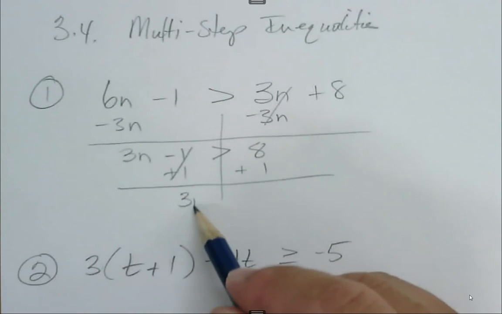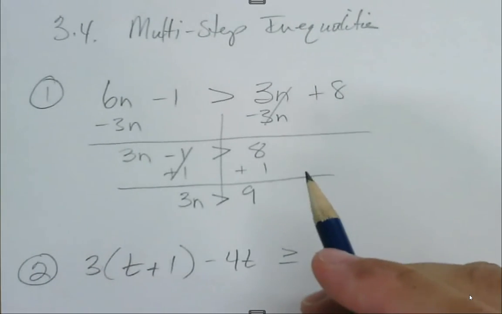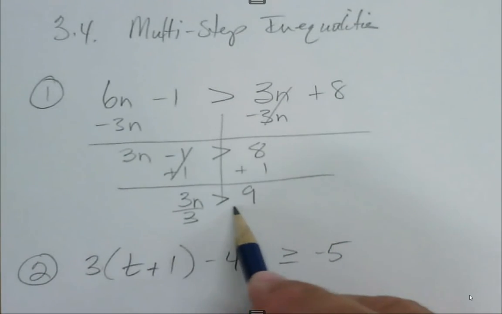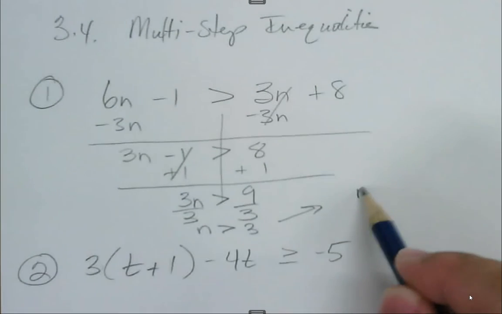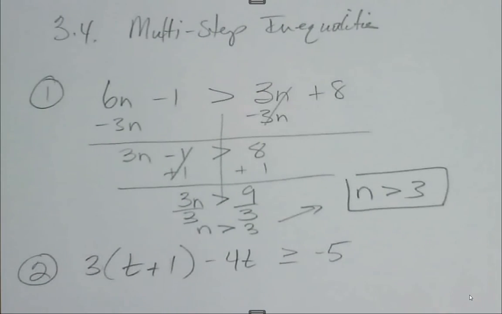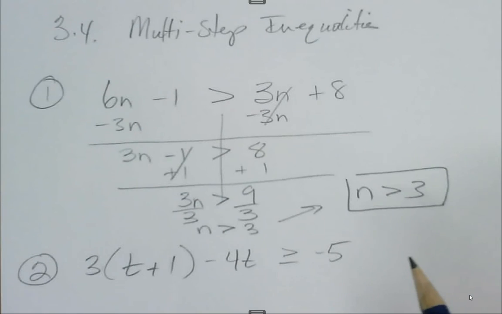So I'm going to end up with 3n greater than 8 plus 1 equals 9. And so the last step here, I'm going to divide by 3 on both sides, which is going to give me n is greater than 3. Okay, I've got to put that answer over here so you can see that as well. So again, that's basically the answer to that inequality. That means any number that is greater than 3 would be an answer to this question that we have.